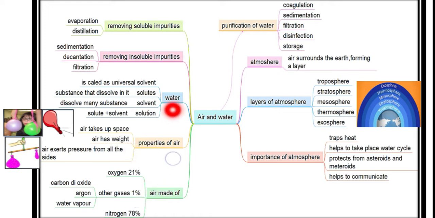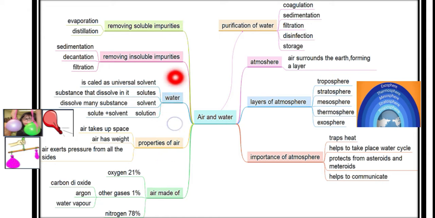We all know something about water, correct? So let us discuss water. Water is called the universal solvent because water can dissolve many substances. Solutes. Substances that dissolve in a liquid are called solutes. Solvent. A solvent is a substance that dissolves a solute, resulting in a solution. Solute plus solvent is known as solution.